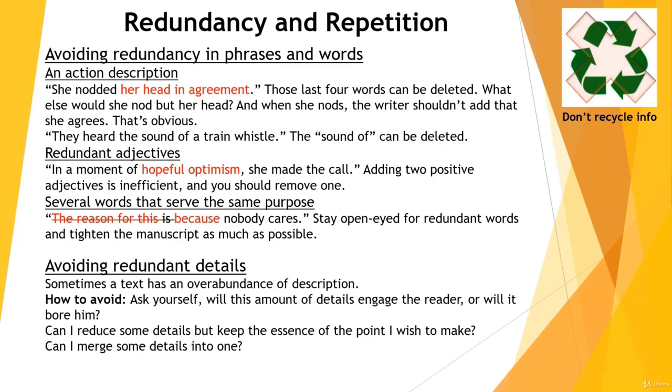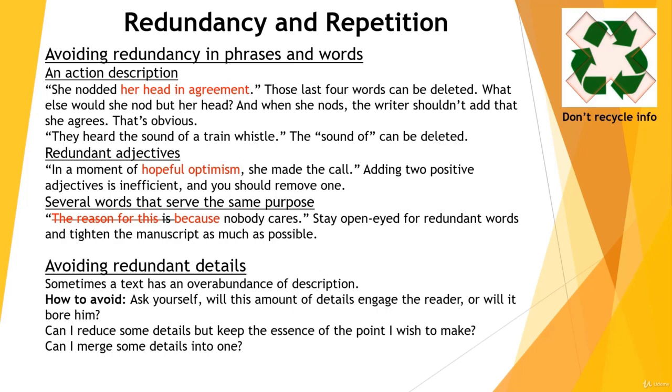Avoiding redundant details. Sometimes a text has an overabundance of description. How to avoid? Ask yourself, will this amount of details engage the reader, or will it bore him? Can I reduce some details but keep the essence of the point I wish to make? Can I merge some details into one? In a story, it could be the environment description.